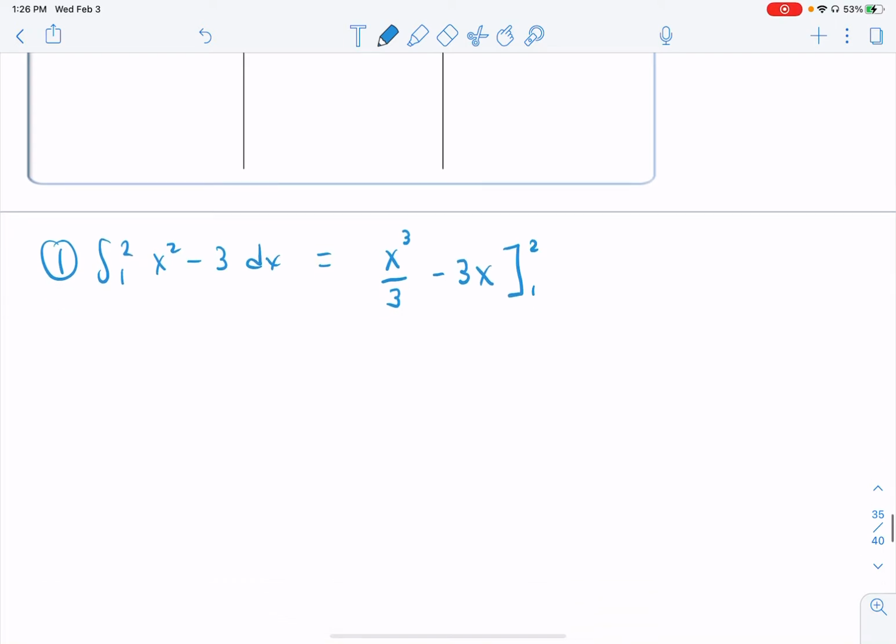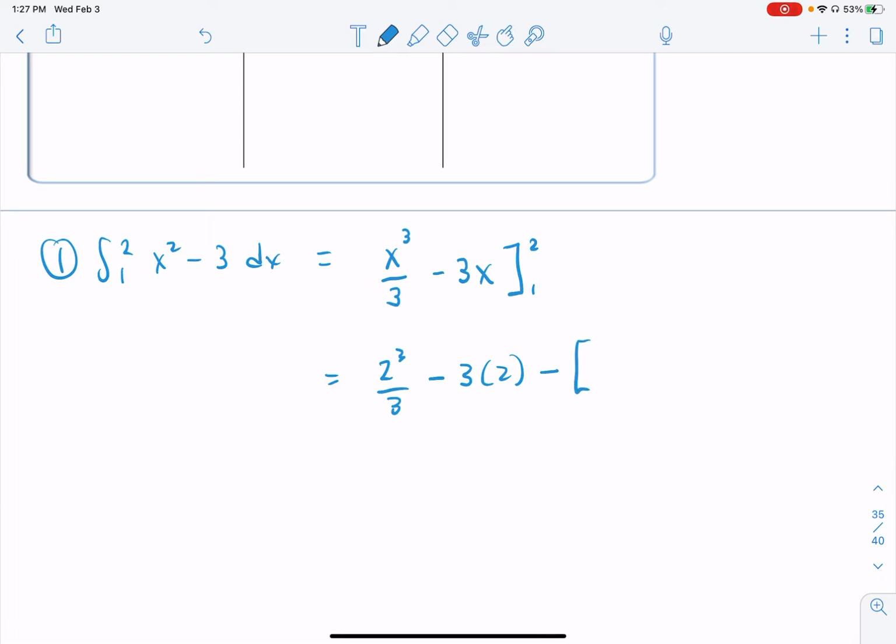Which one of those do you put in first? Put in the upper limit first. So I have 2 cubed divided by 3 minus 3 times 2 minus, and then I would suggest putting brackets around this so you don't have to remember to distribute the negative sign. We can do that separately. Now plug in 1. I would have 1 cubed, just 1, over 3, minus 3 times 1, 3.